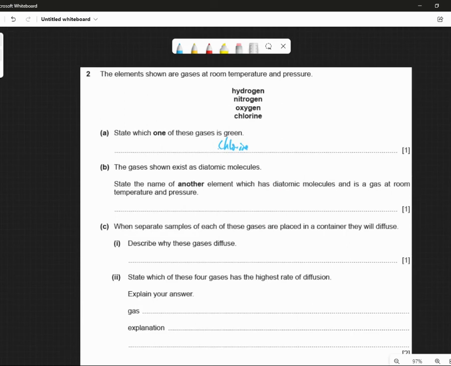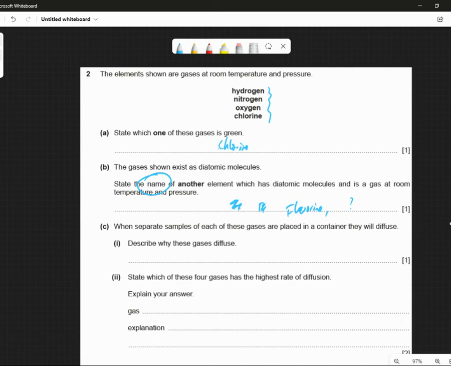Gases are diatomic. State the name of another element which has diatomic molecules and is a gas at room temperature and pressure. Apart from these, I guess it means. All right, well, fluorine is diatomic, so they want the name, don't they? State the name. So fluorine. What else is diatomic? I'm sure there's millions, but I just can't think of them. Fluorine is the only one I can think of at the moment.